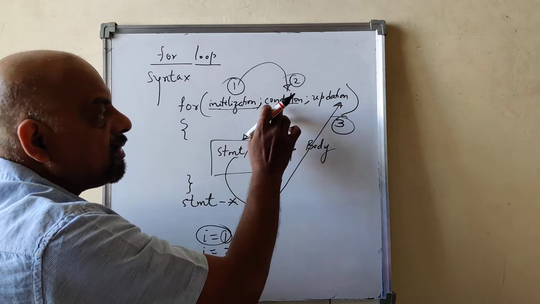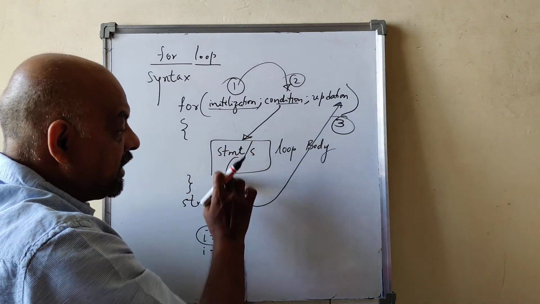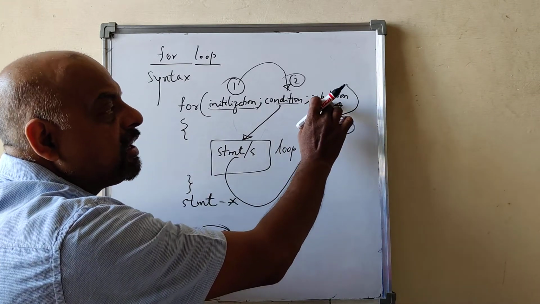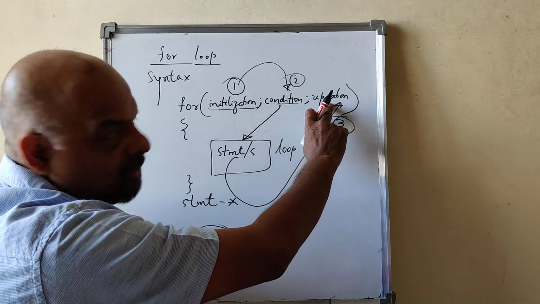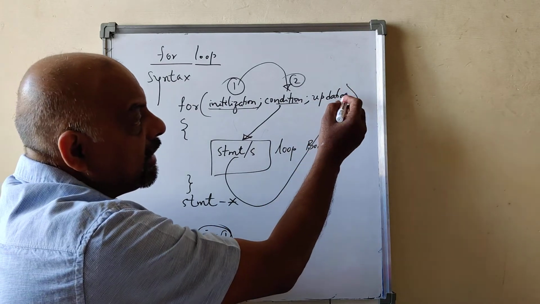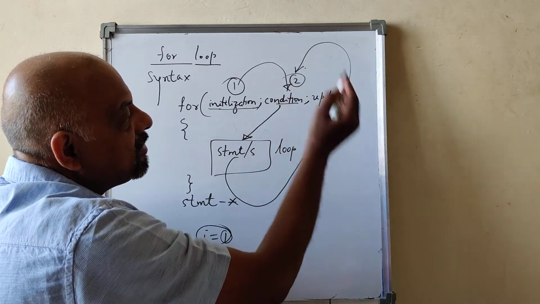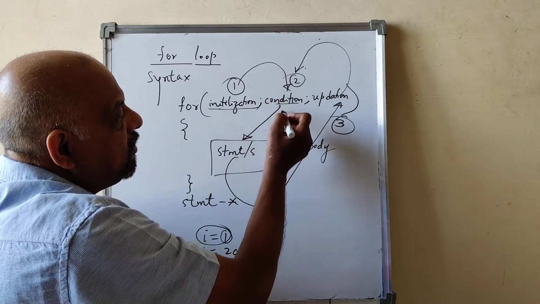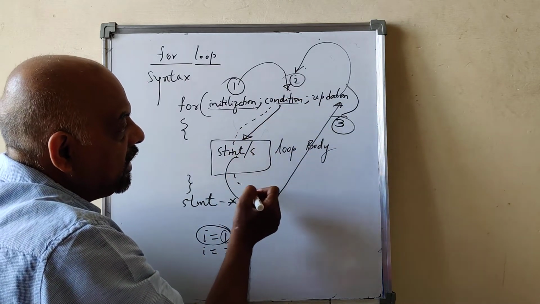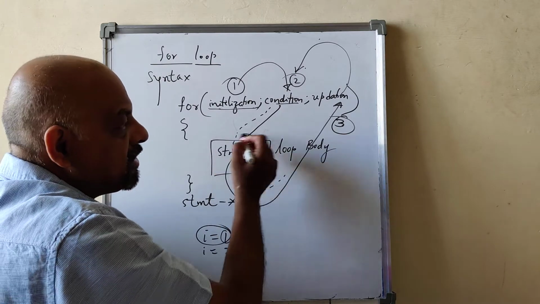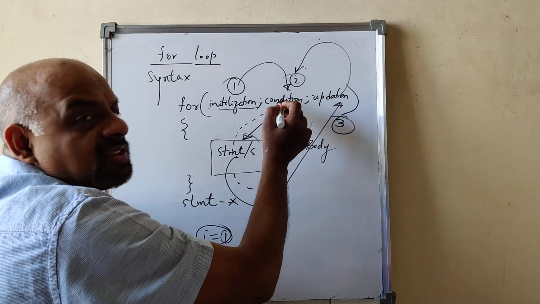Means the condition is tested true, execute the statements, then automatically the loop control variable will be updated, either increment or decrement. Whatever it is, you will understand that. And once this is updated, again the condition is checked. This is the third one. Again, if it is true, you are entering the loop body again. After executing the statements, again updation.